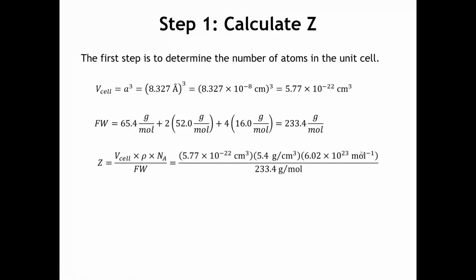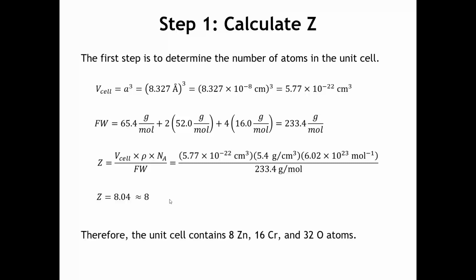And then plugging those values and the density that was measured experimentally into this formula, we come up with z equals 8.04, which is quite close to 8. Right? Z has to be an integer. So we have now established that there are 8 formula units in one unit cell. And so in terms of numbers of atoms, if we go back to our empirical formula of ZnCr2O4, that tells us there are 8 zincs, 16 chromiums, and 32 oxygens in the unit cell.